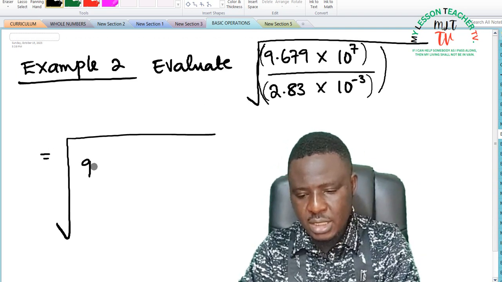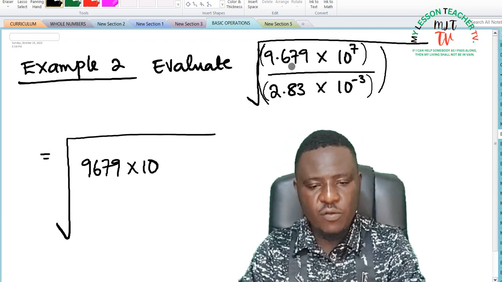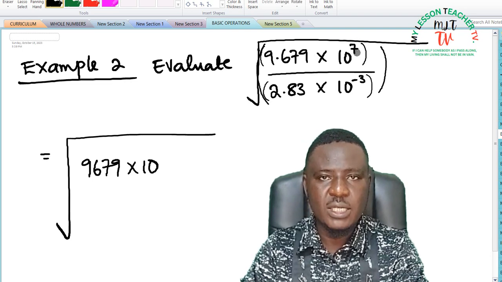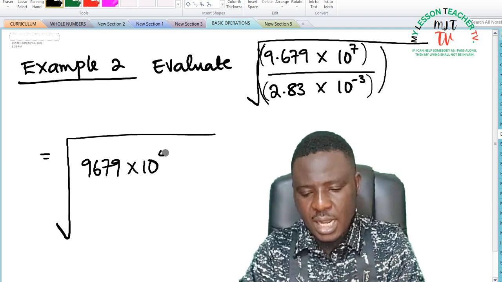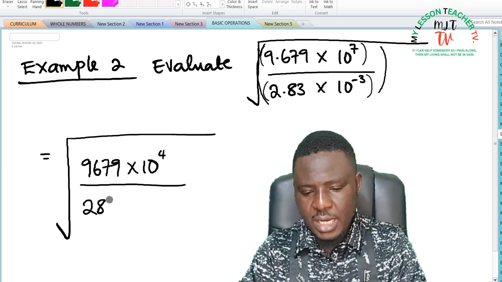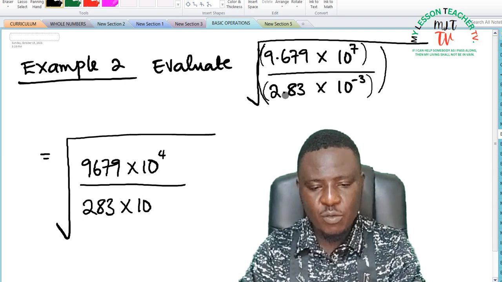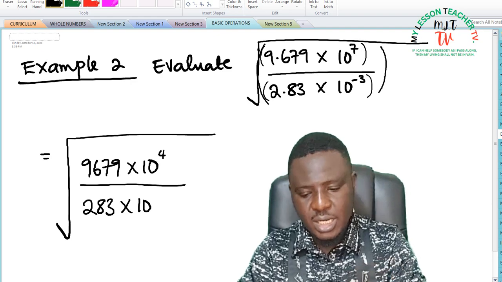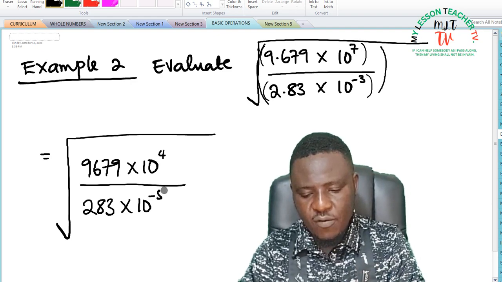That gives me 9,679 times 10 raised to the power of, since I have moved the decimal point 3 times to the left, I'm going to subtract 3 from 7, and that gives me 4, all divided by 283 times 10 raised to the power of, since I have moved the decimal point 2 times to my right, I'm going to subtract 2 from minus 3. That gives me minus 5.